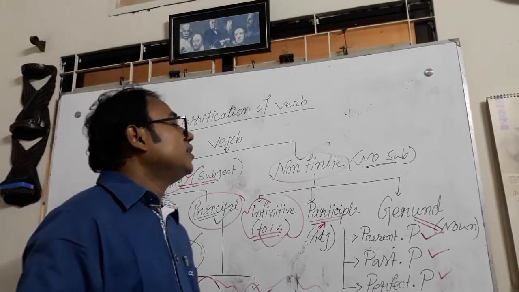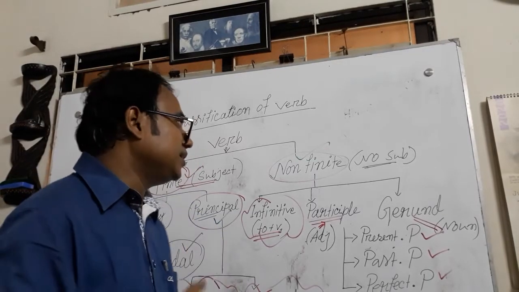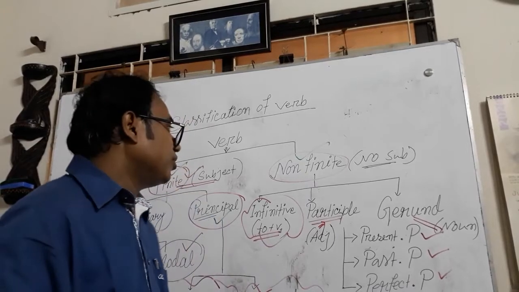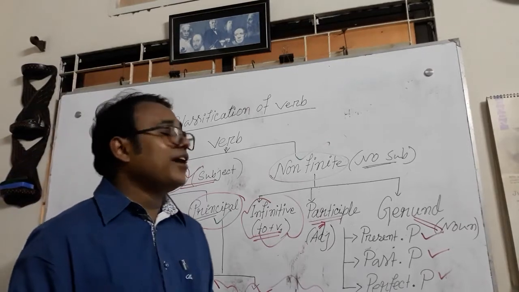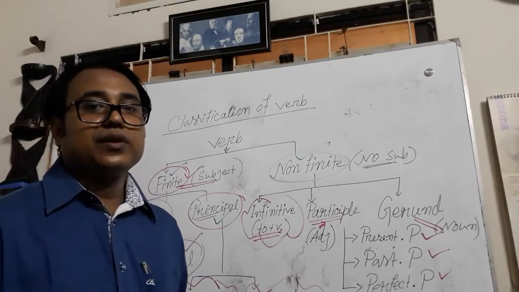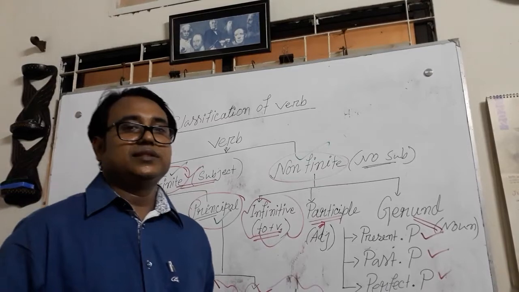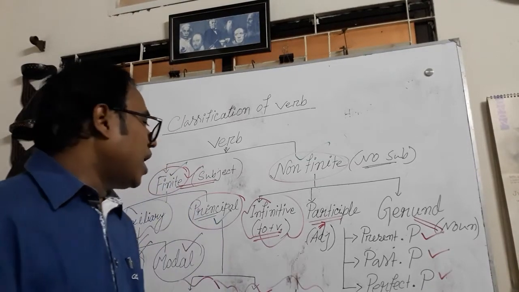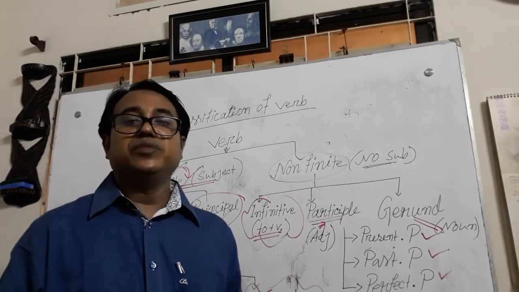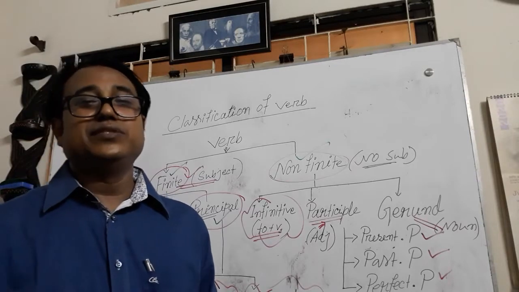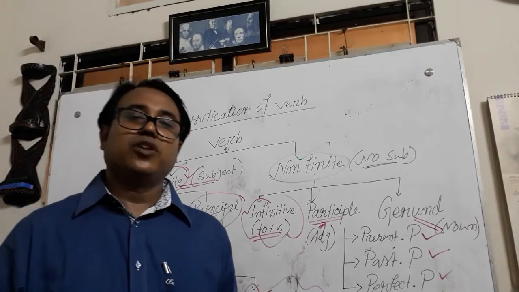And non-finite. How can we identify the non-finite? I said before, non-finite hasn't any subject. And non-finite is divided into three types. That is infinitive, participle and gerund. Come to the main point. How can we identify the infinitive? Actually, infinitive means to plus base form of the verb, or you may say to plus present form of the verb.